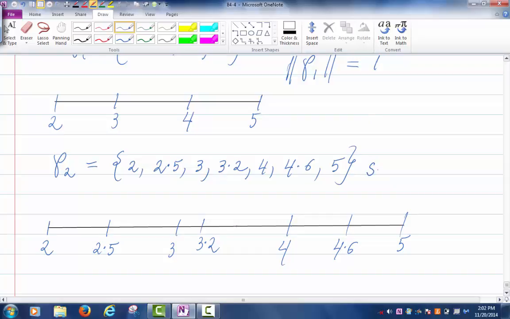The size of this partition, you're right, it is 6, because how many subintervals do I have? 6. How many partition points do I have? 7. 7 minus 1 is 6. And what's the mesh here?